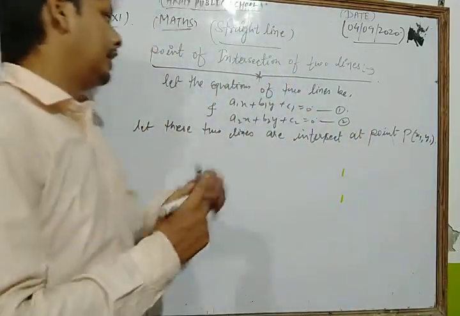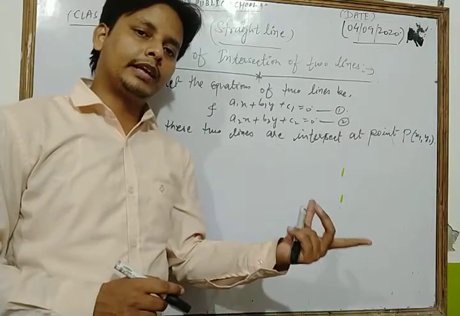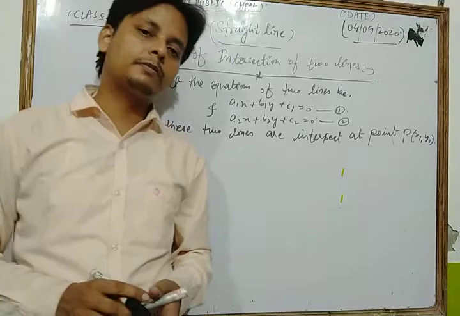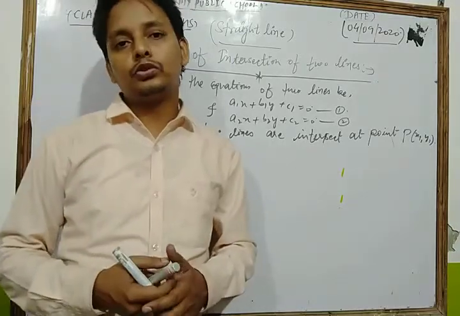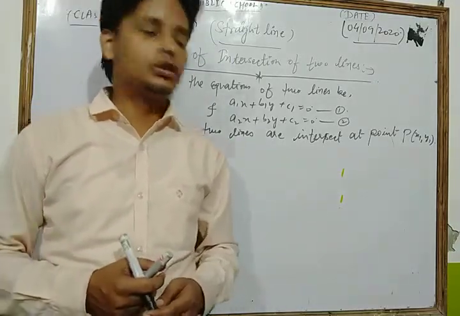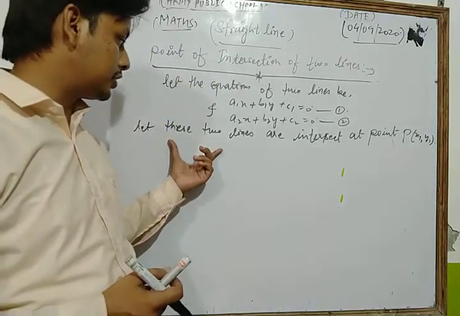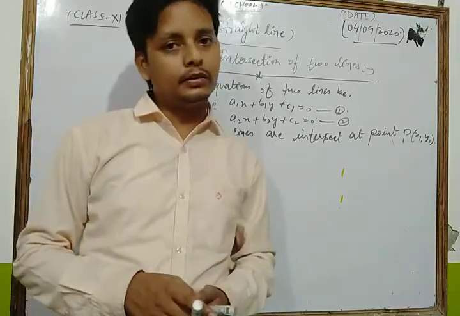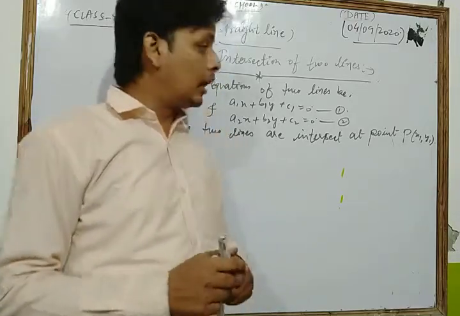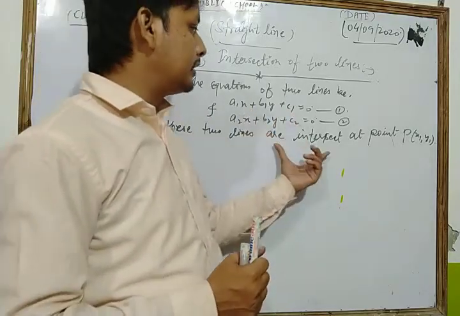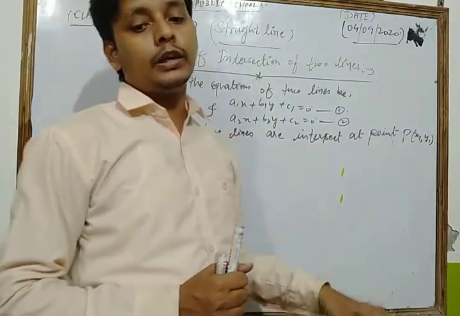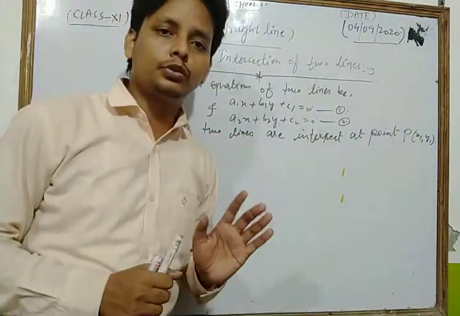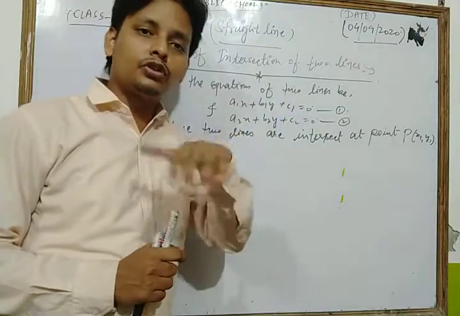Dear student, first we take two equations of lines, that is a1x plus b1y plus c1 is equal to 0, and another equation of line is a2x plus b2y plus c2 is equal to 0. Let us consider that these two lines intersect at point P. Now if the lines intersect at point x1 y1, then the point x1 y1 must satisfy both the given equations, because that point lies on both the lines.